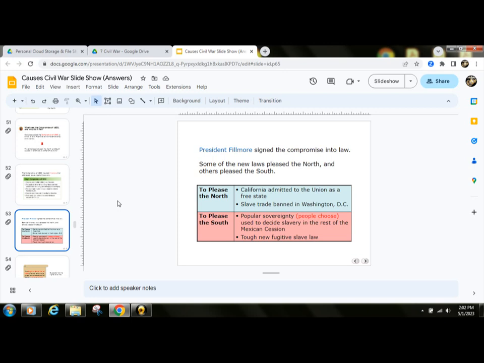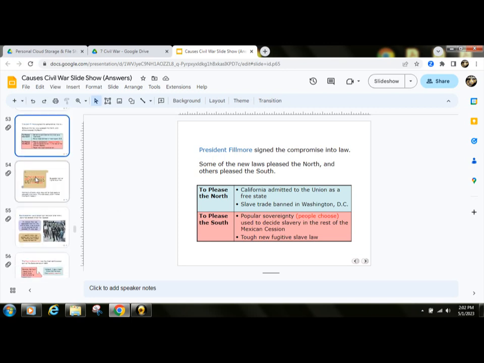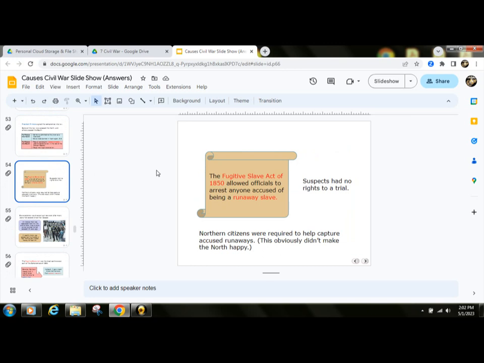The South was pleased by popular sovereignty, that the people could choose, right, and to decide what to do with the rest of the Mexican cession, like, again, Arizona, New Mexico, etc. And they were happy about this tough new fugitive slave law. We'll get back to the fugitive slave law in a second.